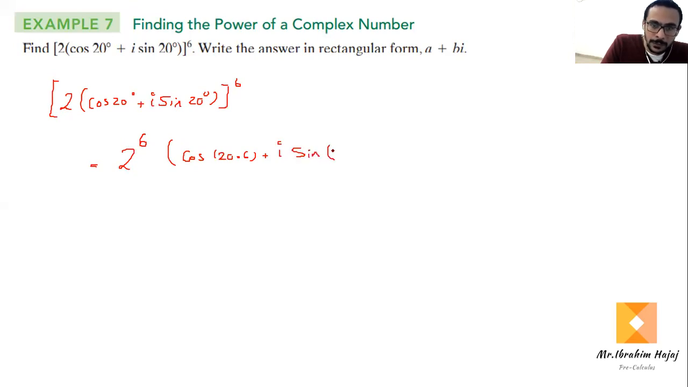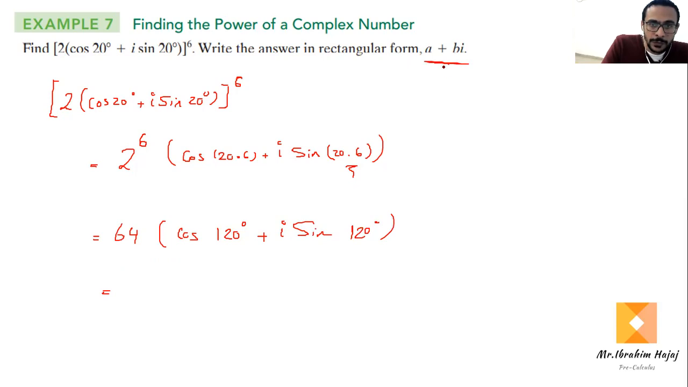Sine 20 times 6, yes. Easy, right? 2 to the power of 6 is 64. And cosine 120 degrees plus i sine 120 degrees, since multiplying here gives 120 degrees. So this is your expansion when the power is 6.